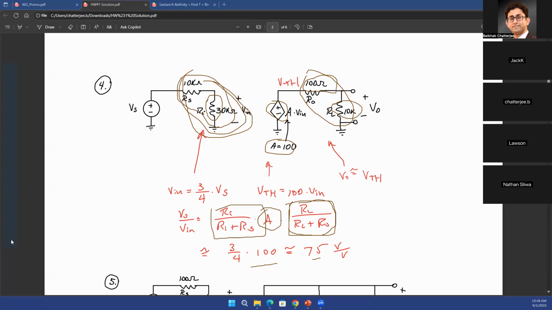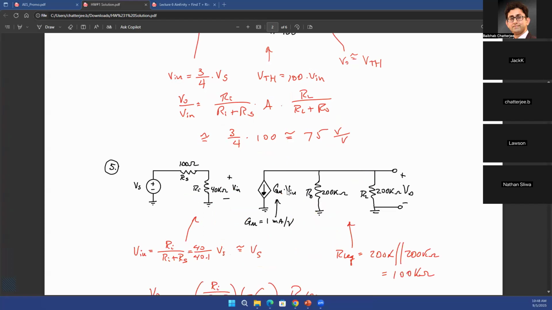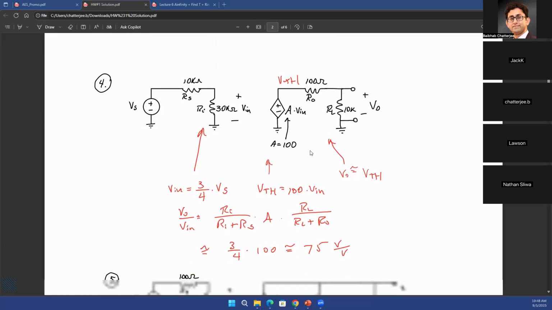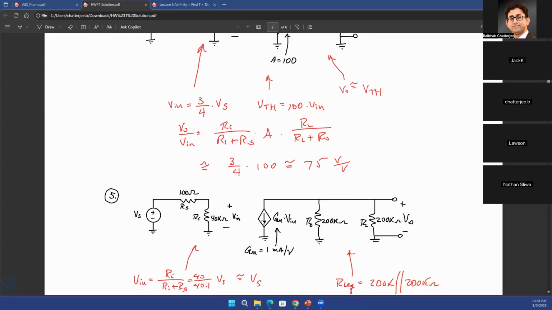All right, so that's our problem 4. Problem 5 was very similar. It's just that it's a dual of problem 4 in terms of the way the amplifier has been modeled. Instead of modeling the amplifier as a voltage controlled voltage source, in this case, we're modeling it as a voltage controlled current source. You have to be careful about the direction of the current. Remember that the way this has been modeled, the direction of the current is here. You could have done it the other way as well. It just depends on how you model it.